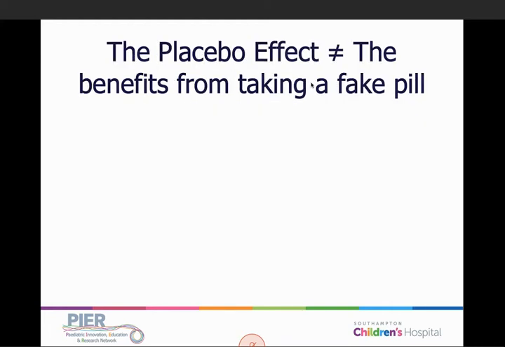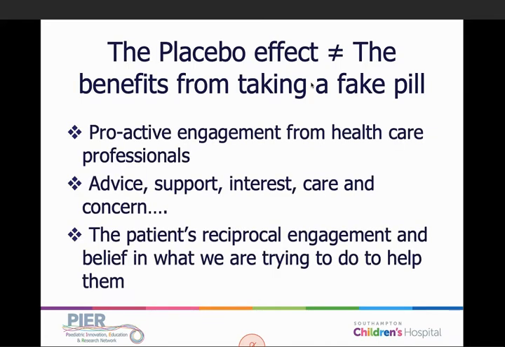What the placebo effect isn't is the benefits from taking a fake pill in a clinical trial. It's far more than that. The placebo effect is about the benefits patients accrue from the proactive engagement from healthcare professionals in managing their illness. It's about the advice, the support, the interest, care, and concern that we as healthcare professionals are providing to patients.